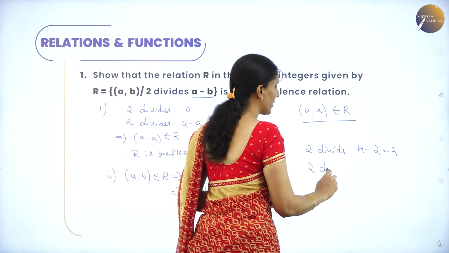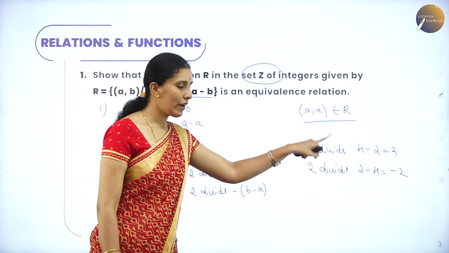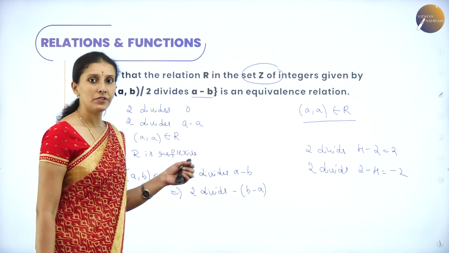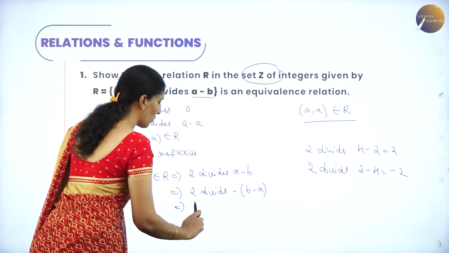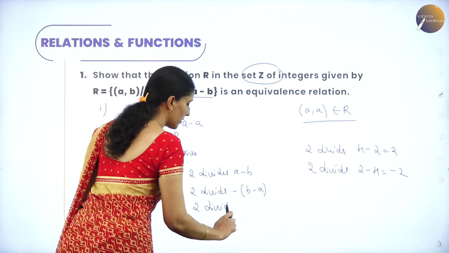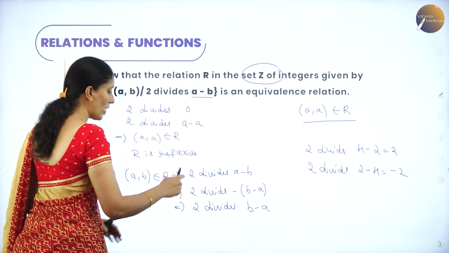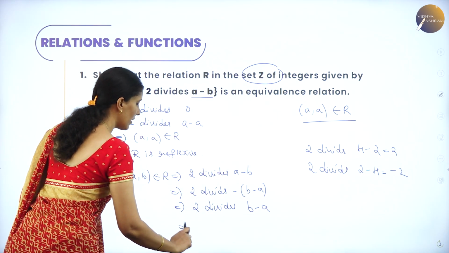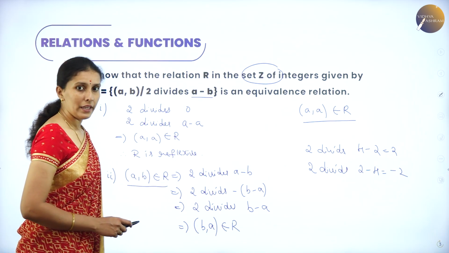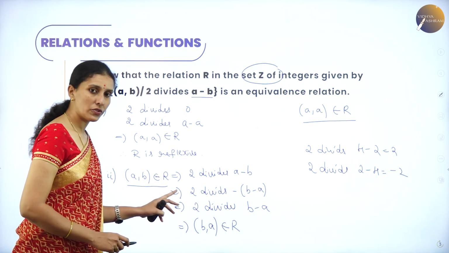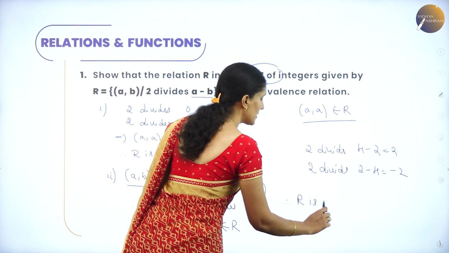So 2 also divides 2 minus 4, which is minus 2. If 2 divides 2, then 2 also divides minus 2. Hence if 2 divides A minus B, then we can write 2 divides minus of B minus A. So this implies what? 2 divides B minus A. If 2 can divide minus of B minus A, then it also divides B minus A. So once you write 2 divides B minus A, we can conclude that B comma A belongs to R. See here, for all A, B in the set Z, if A comma B belongs to R, we are getting B comma A belongs to R. So therefore, what I can conclude, R is symmetric.